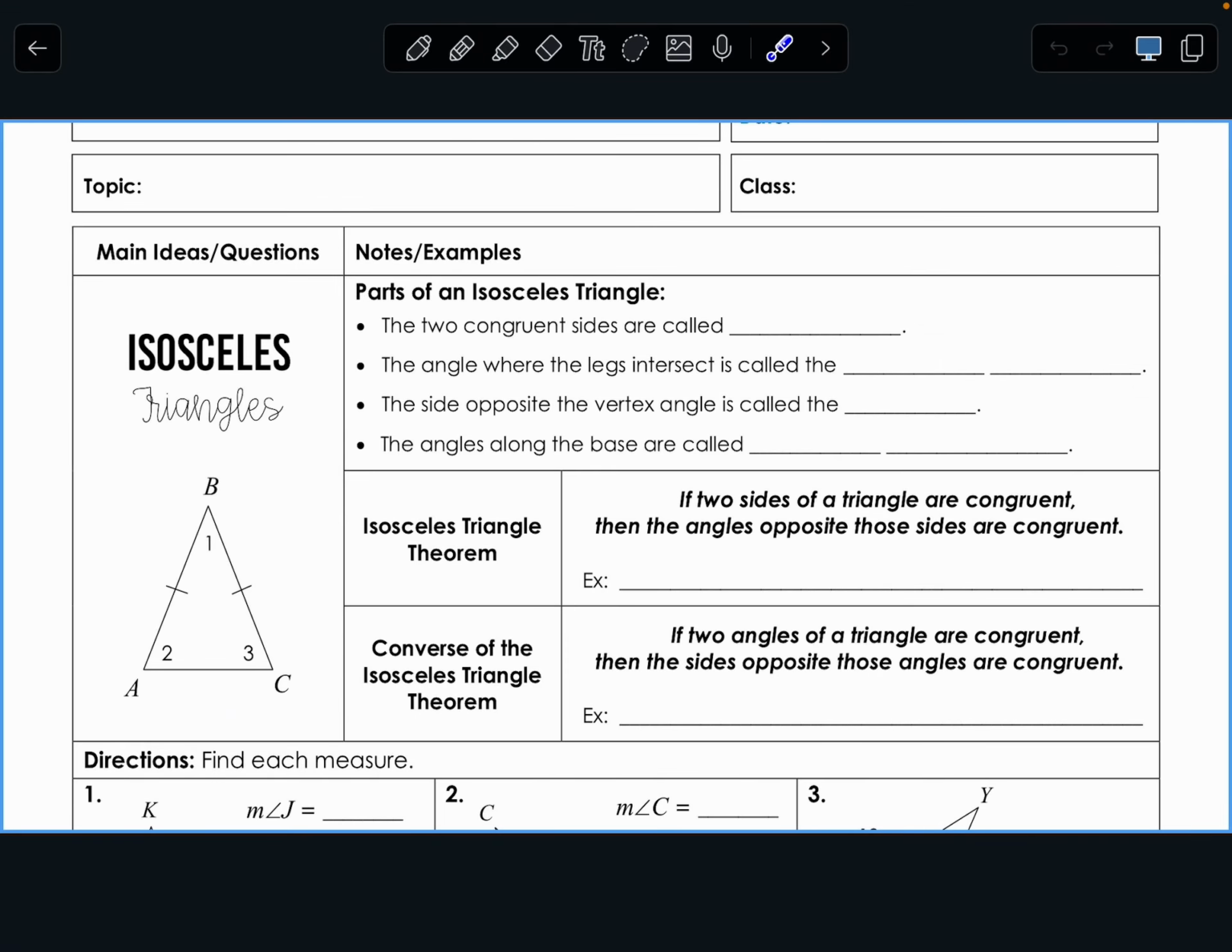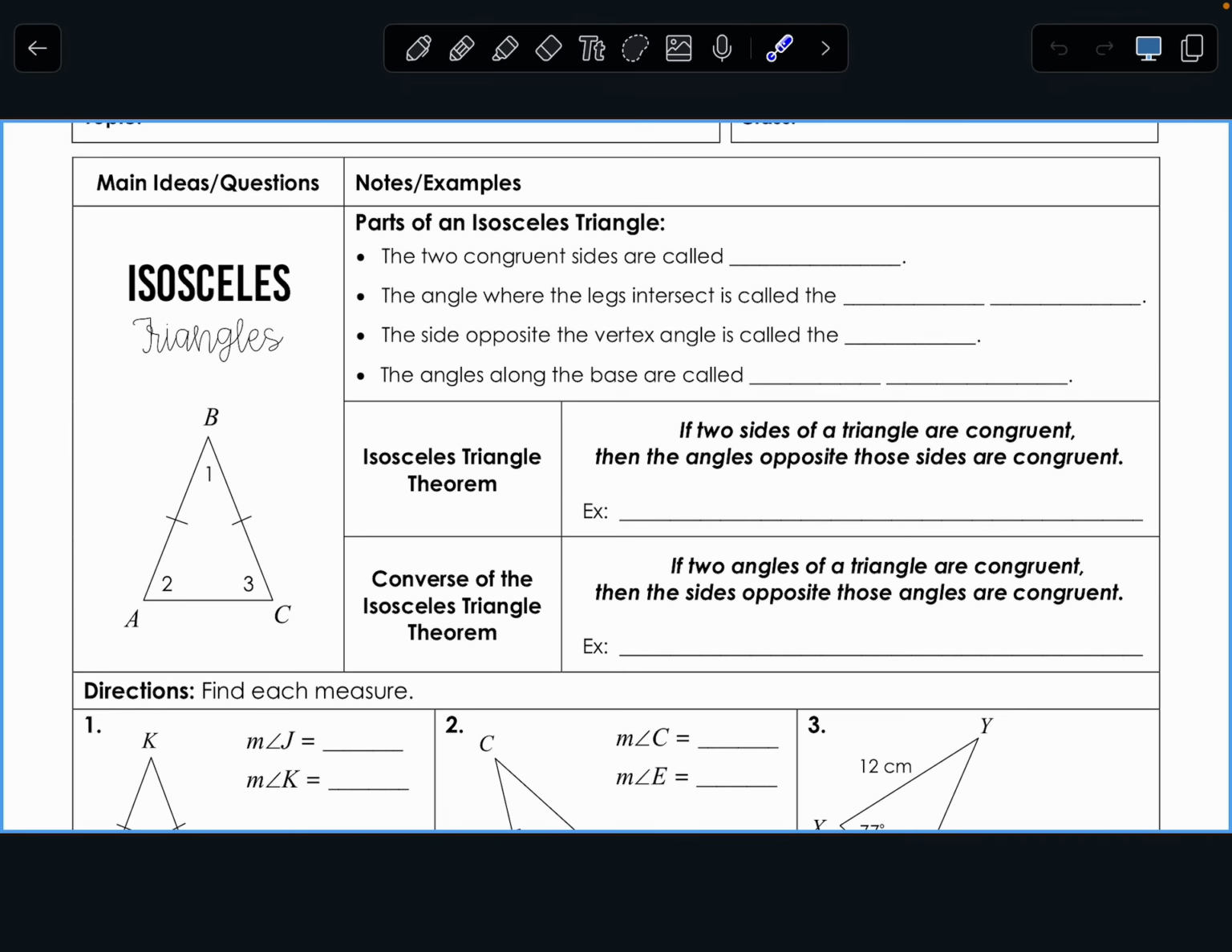Okay, so isosceles triangles, like the picture on the screen.